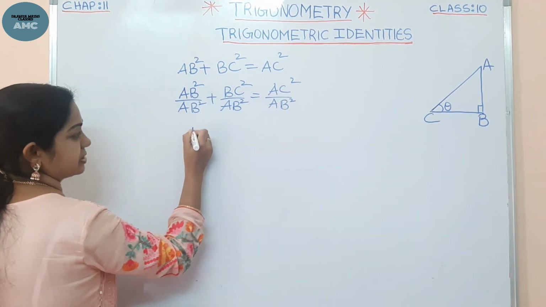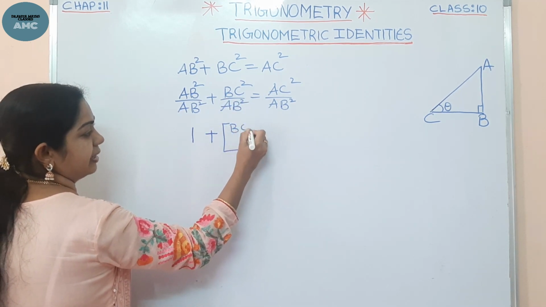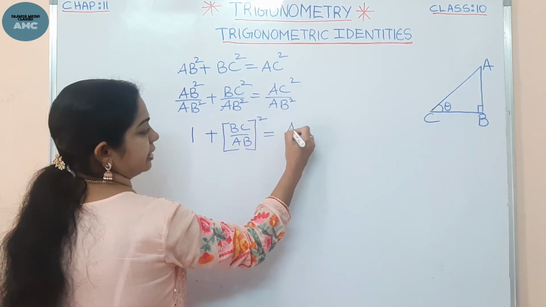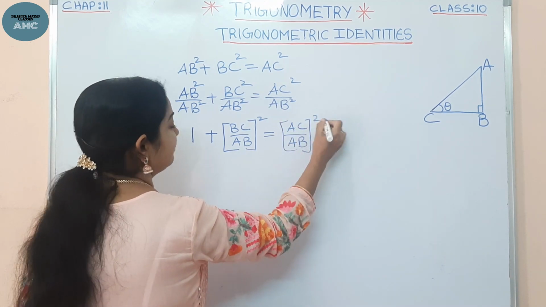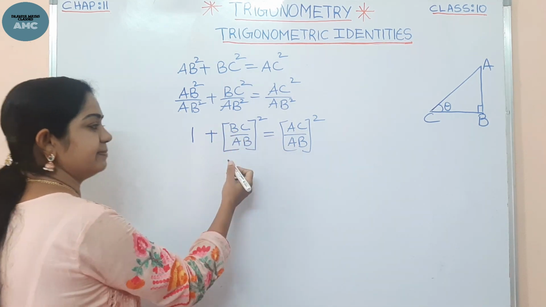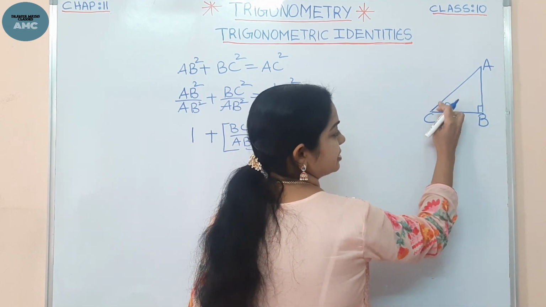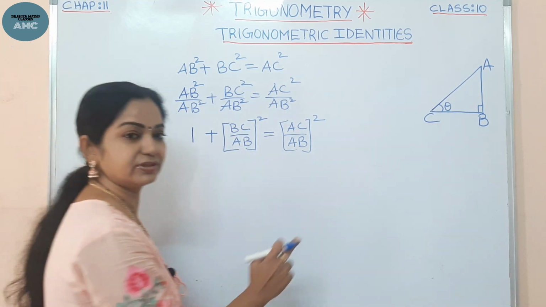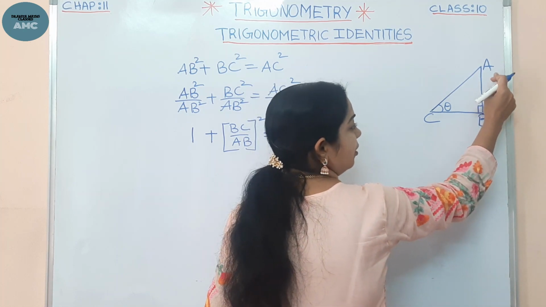Here, you get 1 plus this, you can write it as (BC by AB) whole square is equal to (AC by AB) whole square. Now, we will change these ratios into trigonometric ratios. Now, BC by AB. See here, if the theta is here, BC by AB means adjacent by opposite.